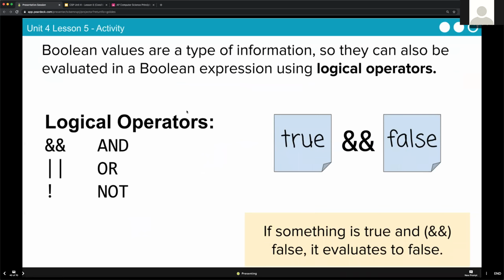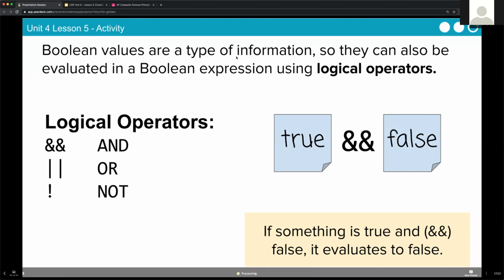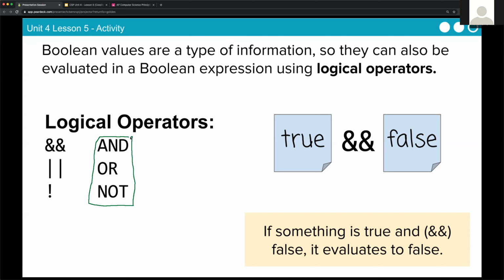Okay, so in order to do compound Boolean expressions, we need logical operators. We are going to be talking about 3 different logical operators in this class. Those 3 are called and, or, and not. When you see pseudocode, like in a textbook or on the AP exam, since it doesn't use a particular programming language, you're going to see the words and, or, and not, usually in all uppercase like this.